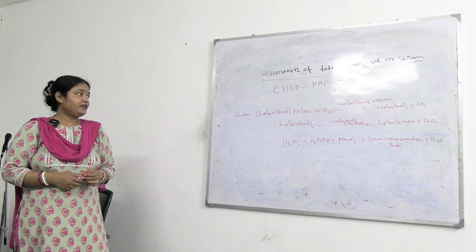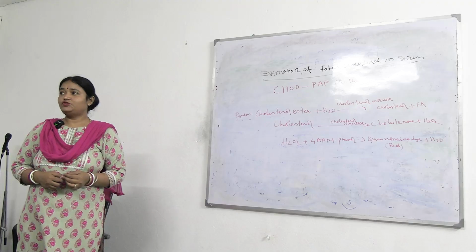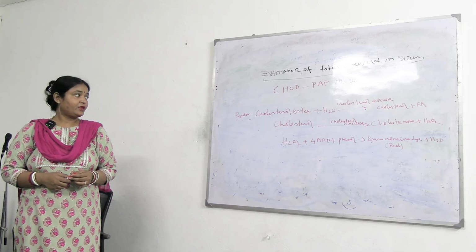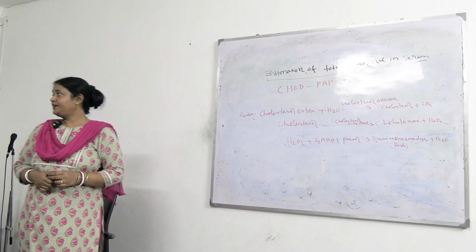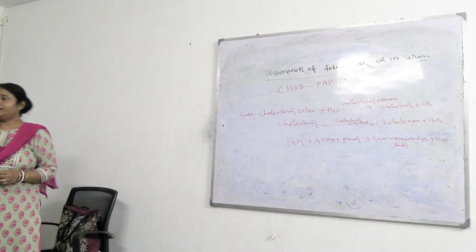H2O2, with the help of peroxidase, 4-amino antipyrine and phenol, will give quinoneimine dye. That quinoneimine dye will be red in color. So with the help of the intensity of the color, we will get the concentration of cholesterol in the sample.